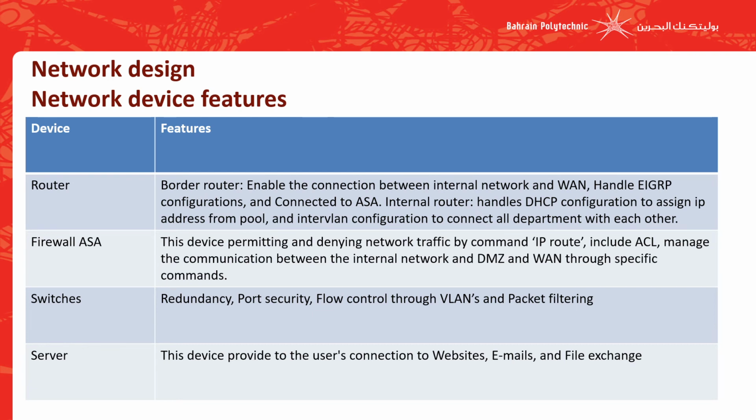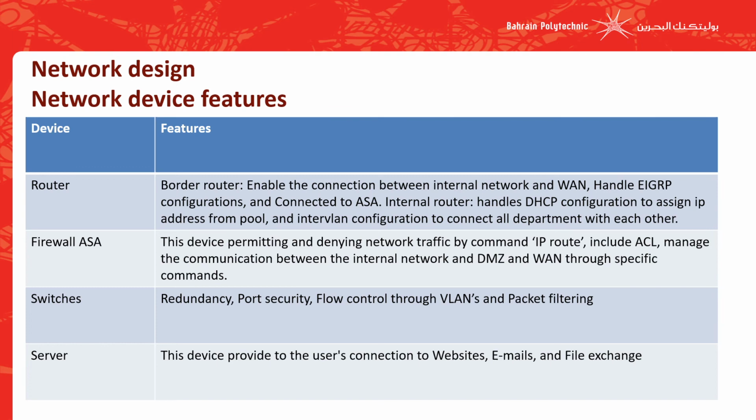And the firewall is to permit or deny any external or internal traffic, and it connects the DMZ. Then we have the switches to provide redundancy, port security, packet filtering, and flow control. And finally, we have the servers to provide websites, email connection, and file exchange through their services.